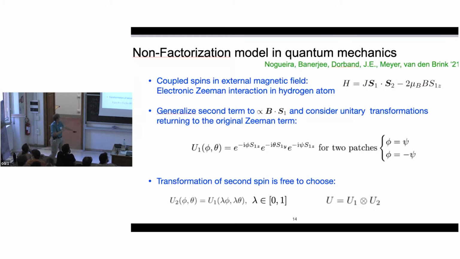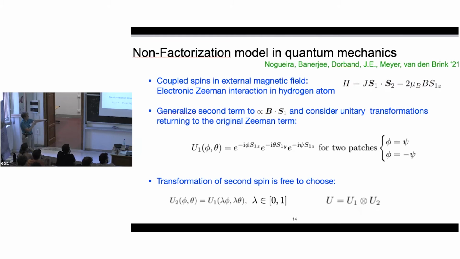We choose it in such a way that the magnetic field is parallel to one of these spin operators, S1. Now there's a couple of unitary transformations that are possible and which preserve the entanglement entropy of the states. For instance, we can generalize the second term in this Hamiltonian to the full scalar product and consider unitary transformations just acting on S1, which return this term to this original term where they are parallel to each other. These transformations just acting on the first spin will be of the structure here with two different patches for the north and south pole of the SU(2) sphere.